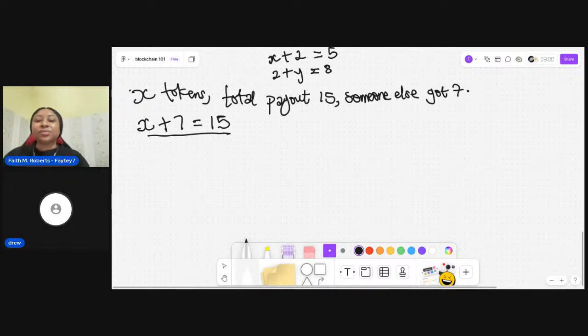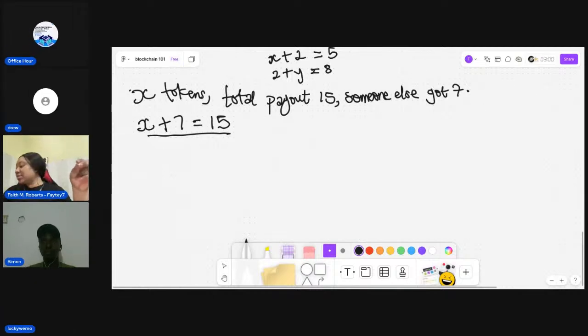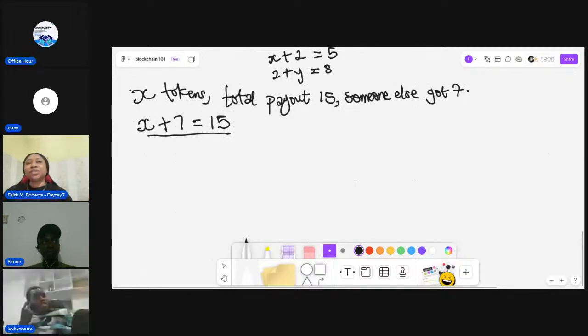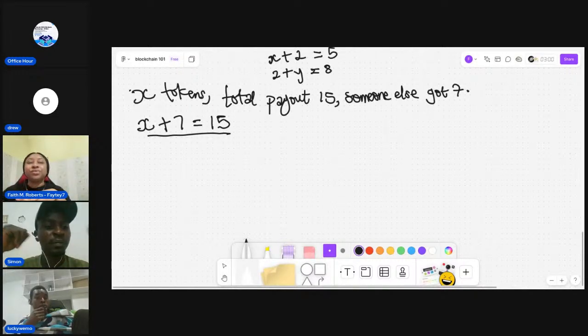I get you. Okay. So we are not looking for how many people got these tokens. We are just looking for how much was distributed. We know another person got 7, but we don't know what was the first distribution before the 7 happened. So that is what we are solving for. This X in the example is what we are solving for. Thank you. X is 8. Simon, thank you for that.